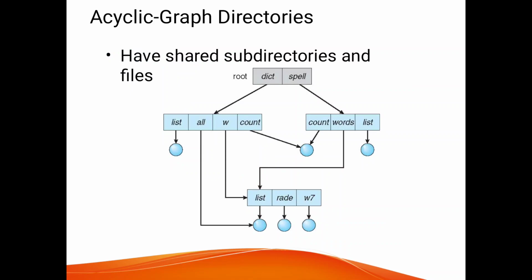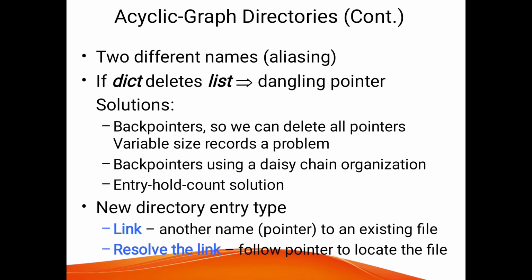An acyclic graph directory has shared subdirectories and files, so a file has two different names. If a file is deleted, it leaves a dangling pointer. The solution is back pointers, so we can delete all pointers, though variable size records are a problem. Another solution is a new directory entry type with a link, and resolve the link.